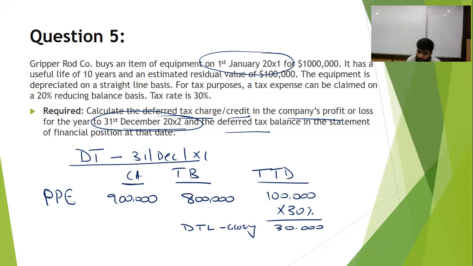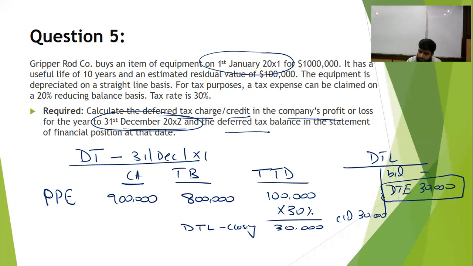But if it is the deferred tax liability closing balance, we need to calculate the deferred tax for the year. So for this, let's prepare the ledger. Do we have any opening balance? No, we don't. Do we have a closing balance? Yes, we have a closing balance of 30,000. So the deferred tax expense for the year is 30,000. So for year one, the deferred tax expense is 30,000. But remember, we are not here to calculate the deferred tax for year one.